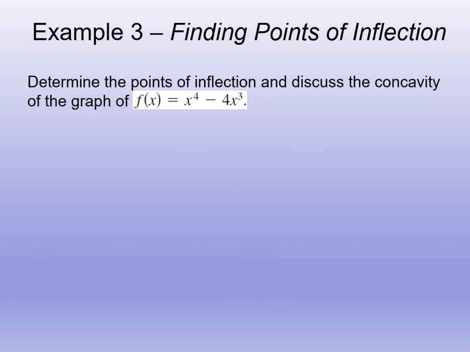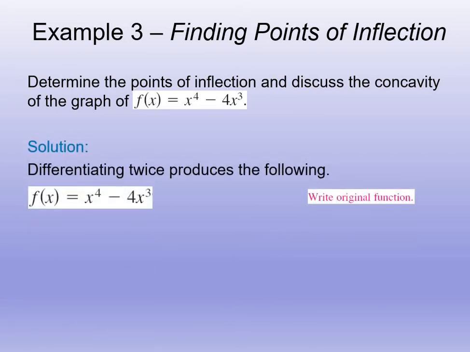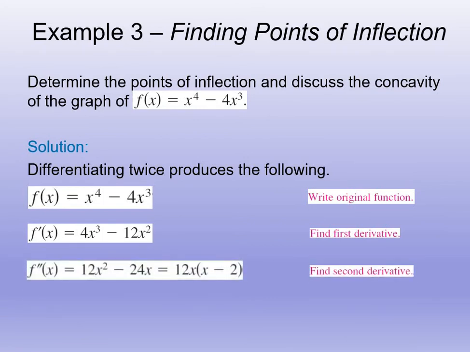To find the points of inflection, we want to take the second derivative of this function. We can start by rewriting the original and differentiating to find the first derivative. The original function is x to the fourth minus 4x cubed. The first derivative is 4x cubed minus 12x squared. Then our second derivative ends up being 12x squared minus 24x.